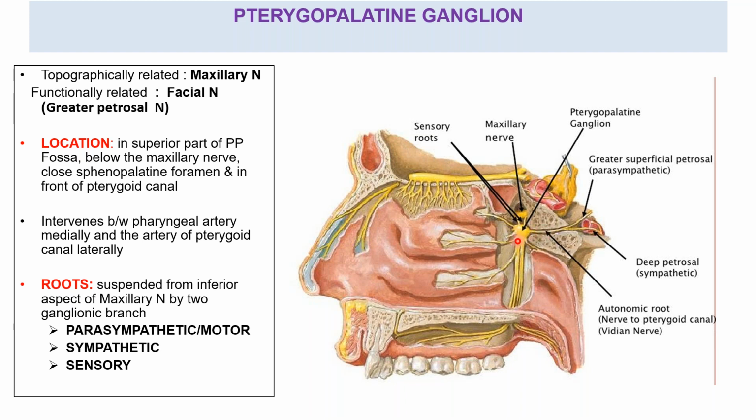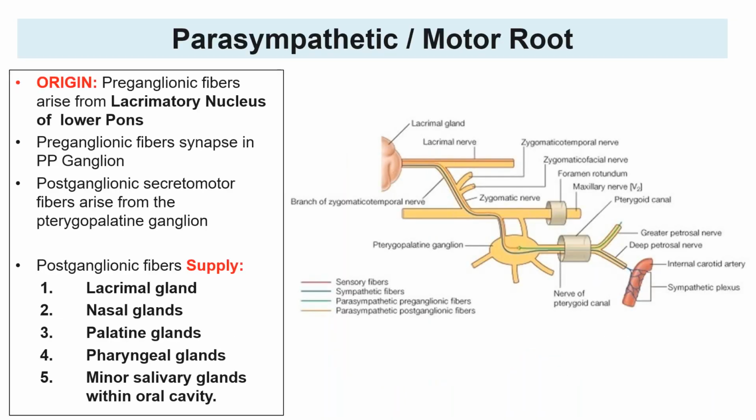Now, the pterygopalatine ganglion has 3 roots: the parasympathetic motor root, the sympathetic root, and the sensory root. Now, coming to the parasympathetic root, remember, as we did with the ciliary ganglion, the parasympathetic roots are secretomotor, that is a motor root. The sympathetic ones are vasomotor, and the sensory root carries the sensations.